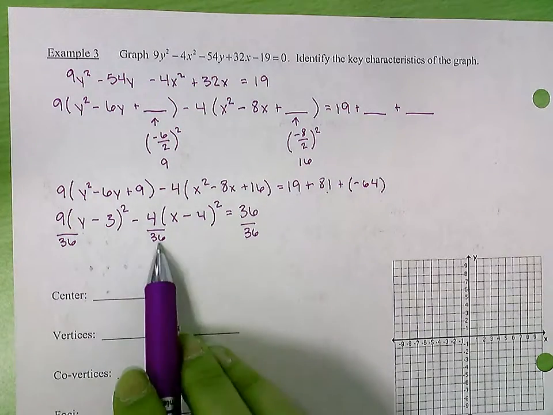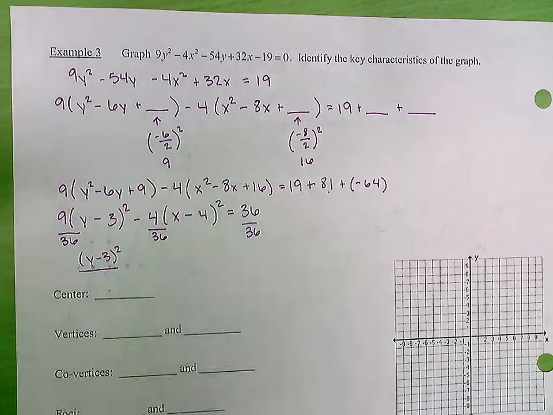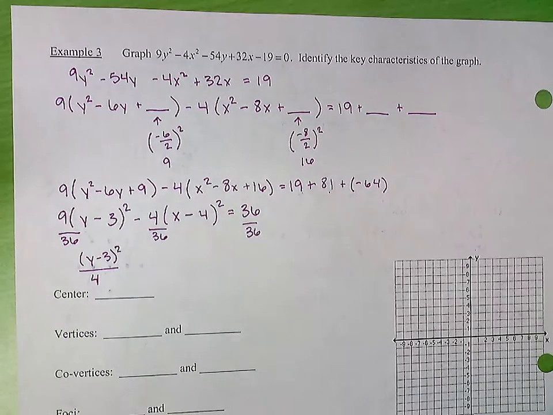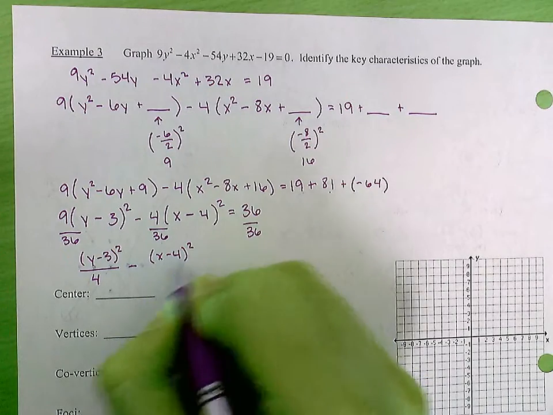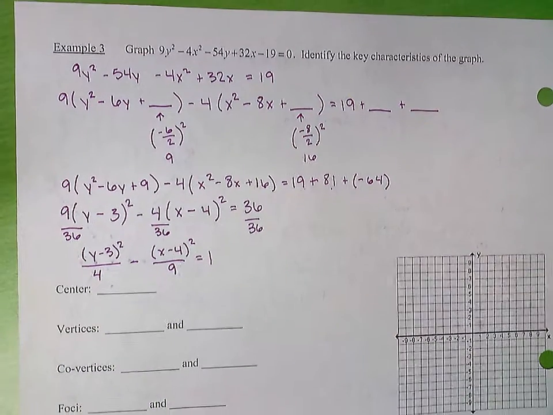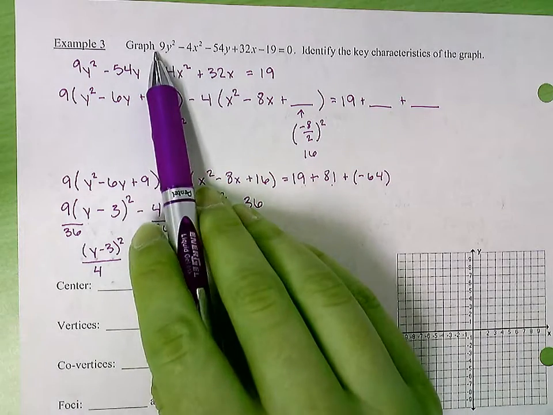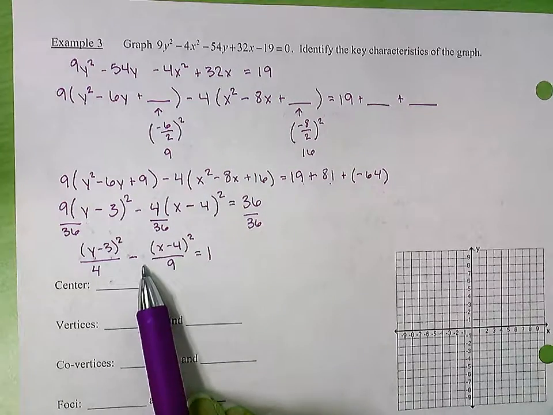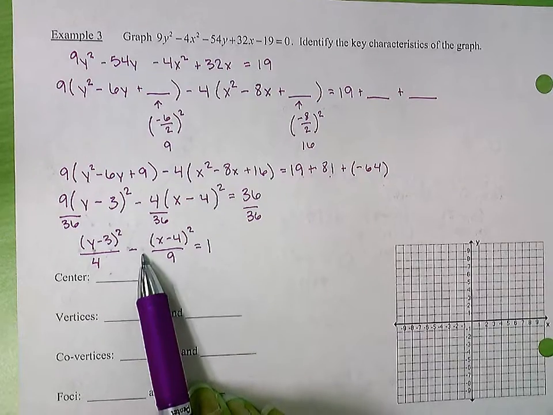Okay, and I can reduce my fractions here. So I'll end up with y minus 3 squared over 4 minus x minus 4 squared over 9 will be equal to 1. What was different about that? It's the same process, but you still have to do it because if you had a negative out front here, you'd have to move it to the middle because this is negative. Same process.